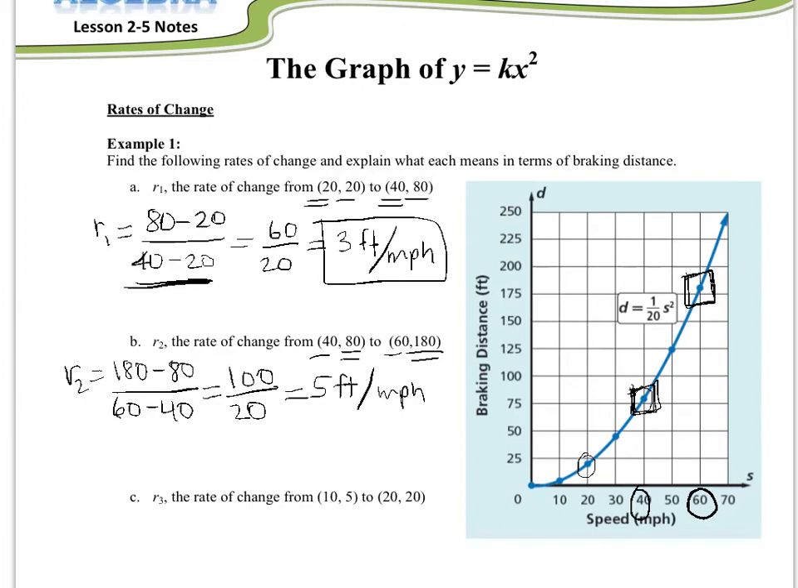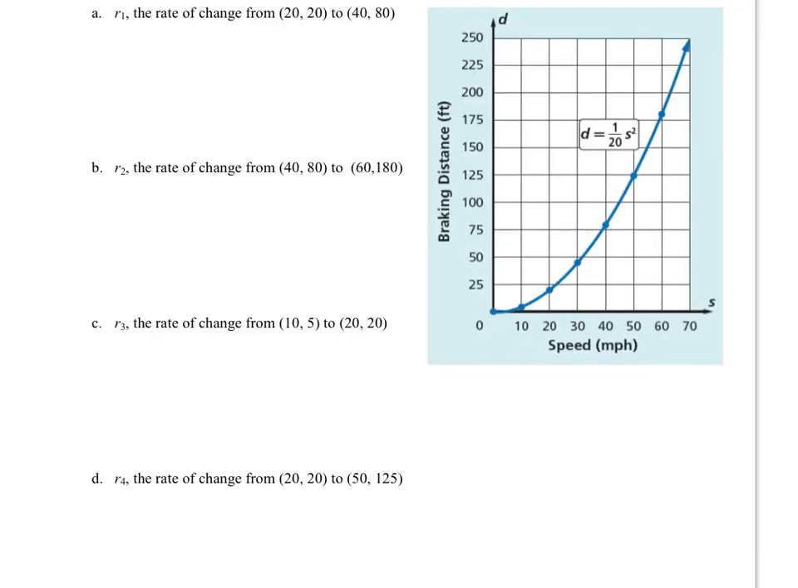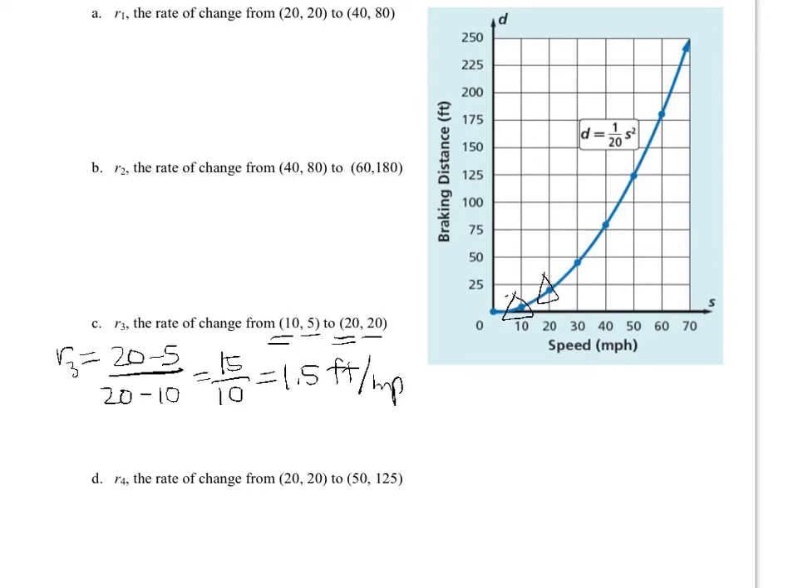And then part C, and it's R3, the rate of change from (10, 5) to (20, 20). So now we're looking at those 2 points, the 2 triangle points I just did. So R3 equals 20 minus 5 over 20 minus 10, and that equals 15 over 10, which equals 1.5 feet per mile per hour. So from 10 miles per hour to 20 miles per hour, you only need 1.5 more feet to stop your car.